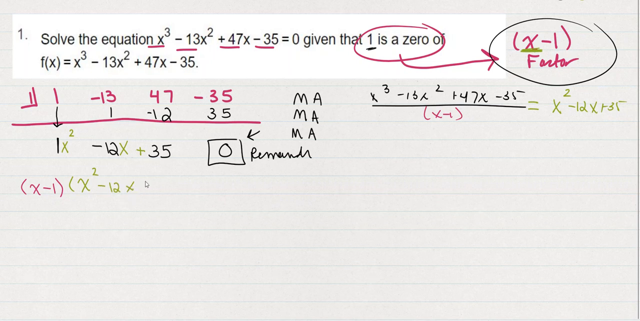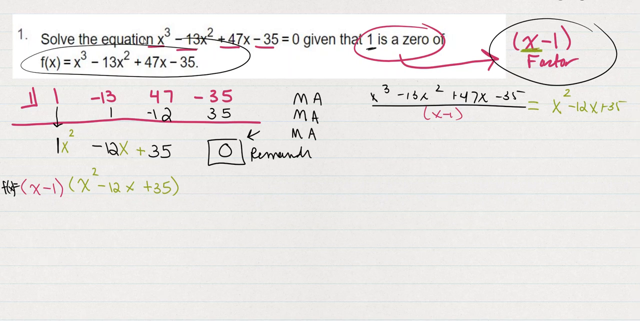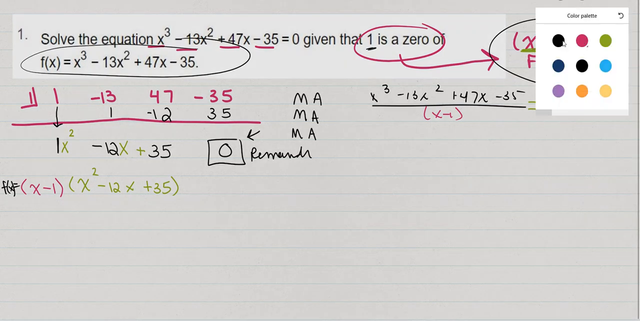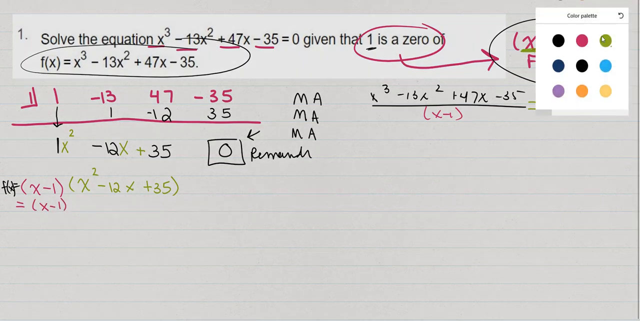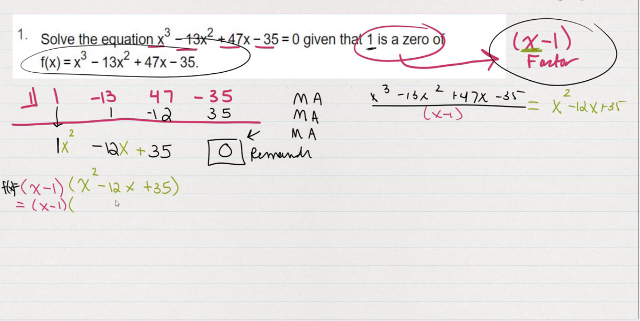And now you might notice that this x squared minus 12x plus 35 can be factored. So this is our f of x. If f of x is x cubed minus 13x squared plus 47x minus 35, then it could be factored x minus 1 and then x squared minus 12x plus 35. But I can factor this again. So we'll keep the x minus 1, but that green quadratic, the x squared minus 12x plus 35, could now be factored as an x minus 5, x minus 7.